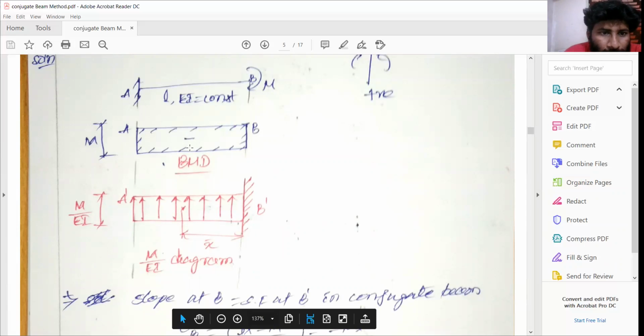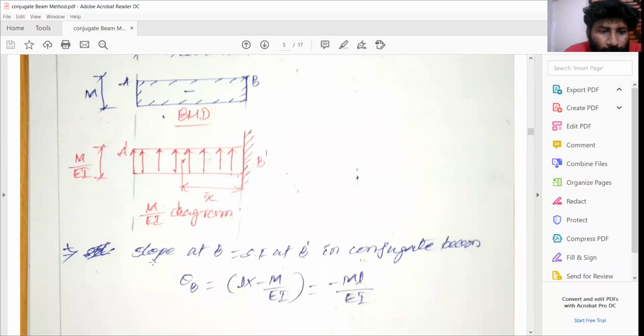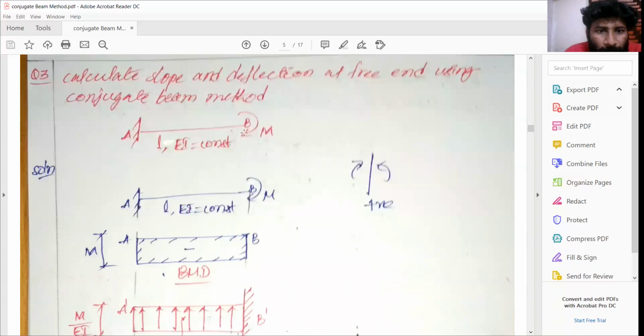Since EI is constant everywhere, M divided by EI is the intensity of loading. So this is the M by EI diagram. Once the M by EI diagram is written, we have to find the slope at the free end and the deflection at the free end.